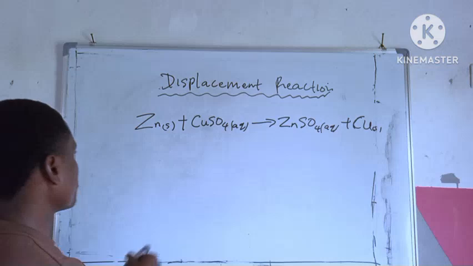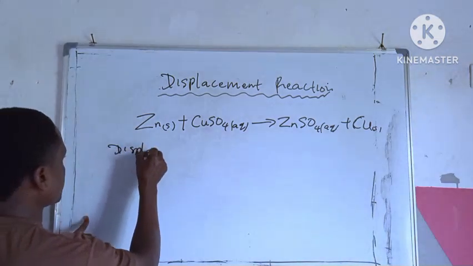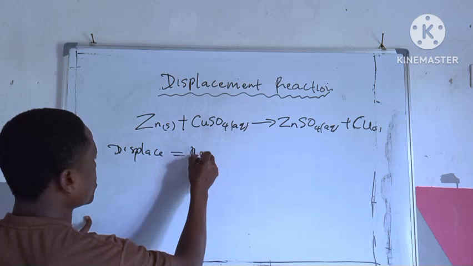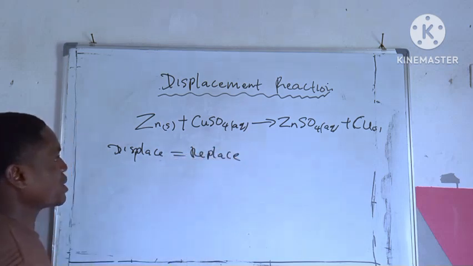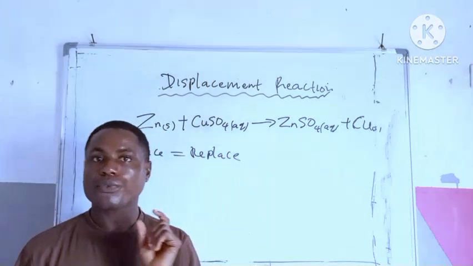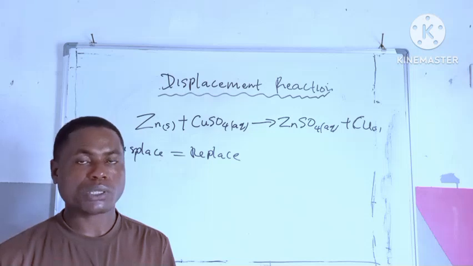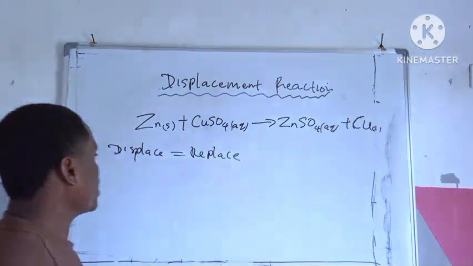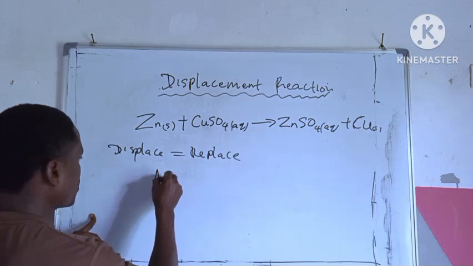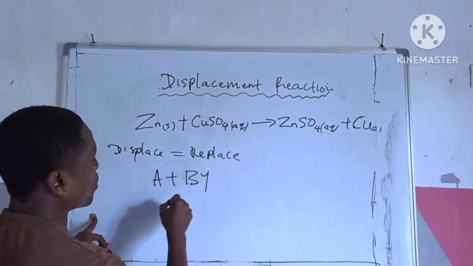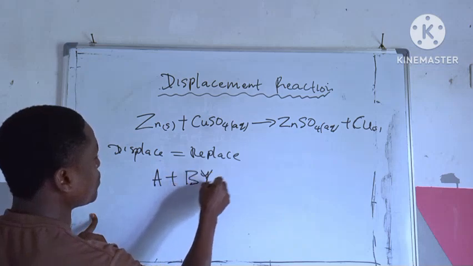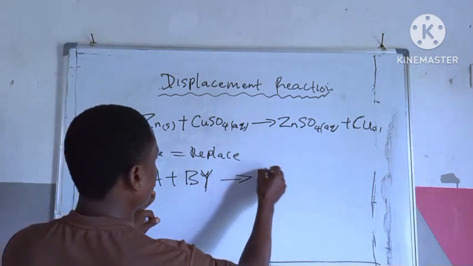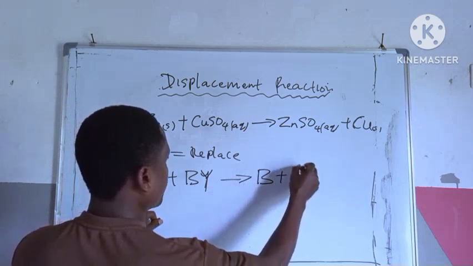So the word displace is the same thing as replace. It is the ability of a given element to replace another element in a chemical reaction. Let's say we have this reaction, A plus BY, and we'll have something like this: B plus AY.